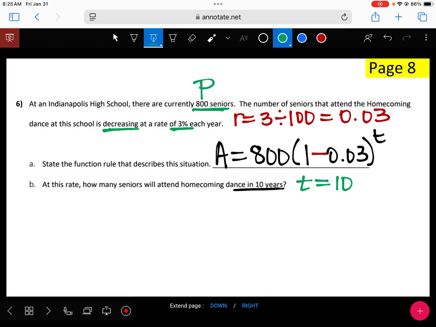We don't technically round, so I would take 589 or 590 as the answer. No, because we're talking about people, right? And whenever you're talking about people, you're talking about seniors at a high school, which is people. We always have a whole number. So the answer would be 589 seniors. I would also accept 590 seniors. Any questions about that?